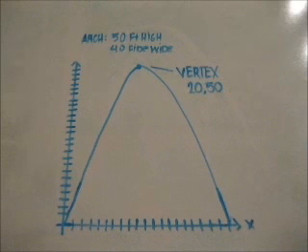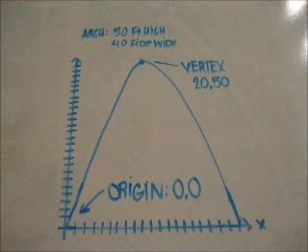Here I identified the vertex, which is (20, 50). The vertex will always be placed at half the length of the parabola. This parabola is 40 feet wide, divide that by 2, it's 20. 20 will be represented by h, and 50 will be represented by k. Now our origin is (0, 0), which will be represented by x and y.